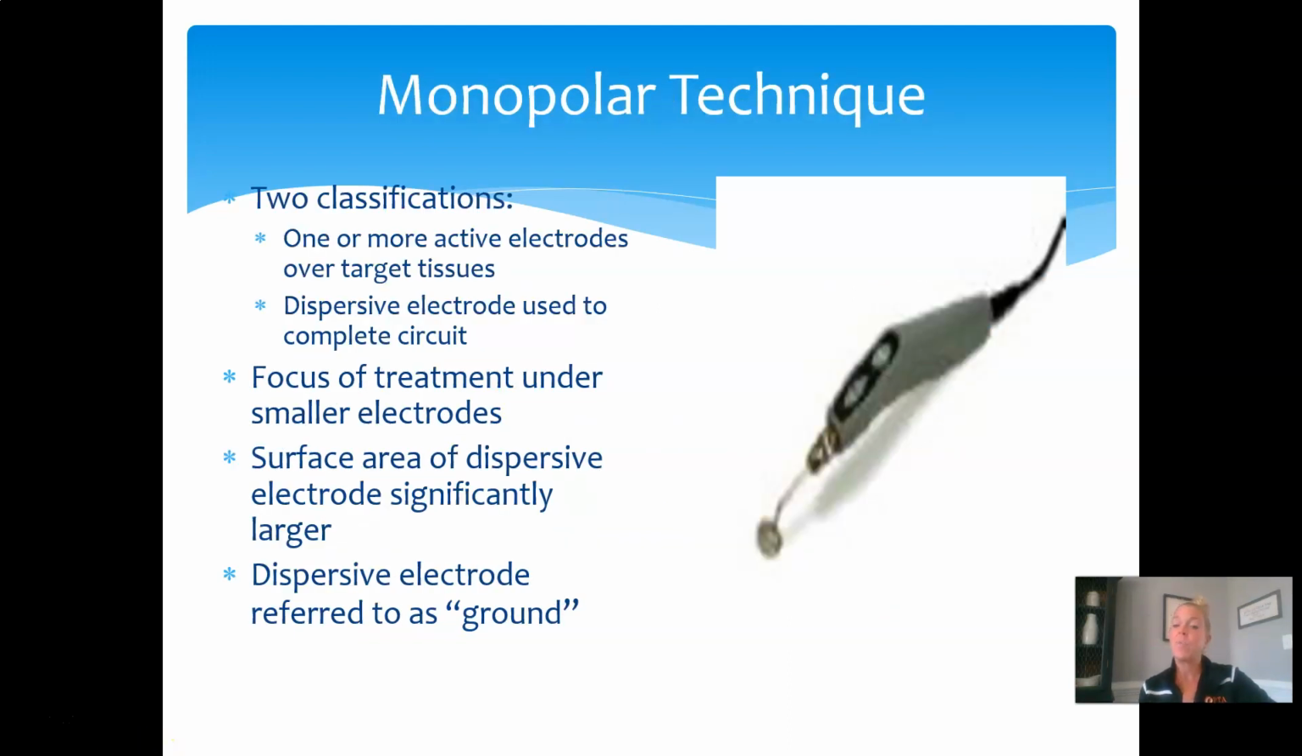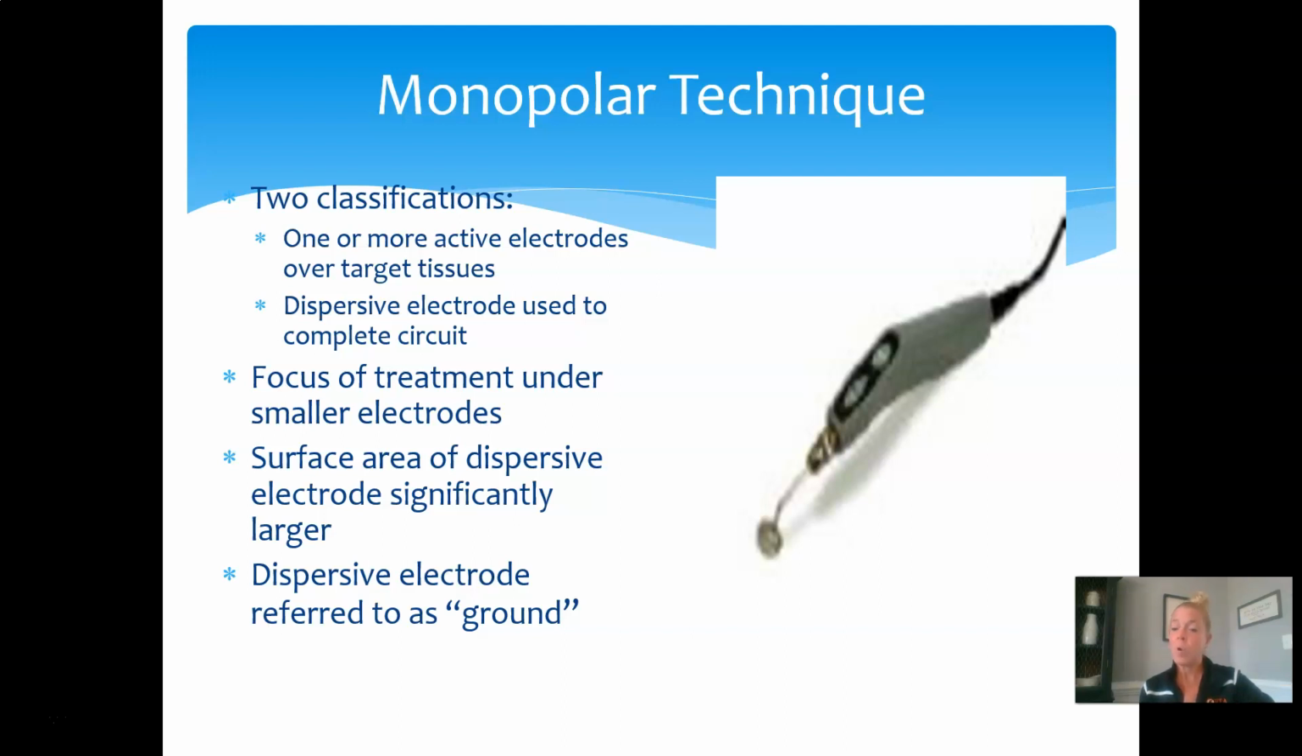All right, so there's 3 major treatment setups for your electrodes. We can have the monopolar technique, which we'll talk about first. There's a bipolar technique and a quadripolar technique. So for the monopolar technique, we're going to have an active electrode and then a dispersive electrode. So we're using current density to our benefit here.